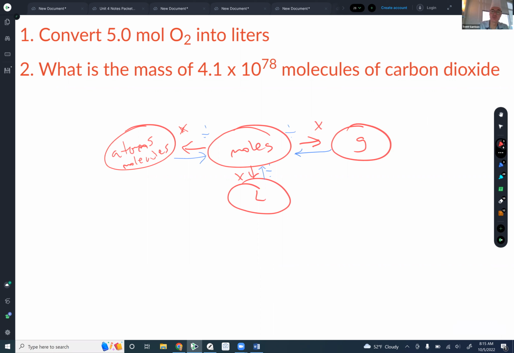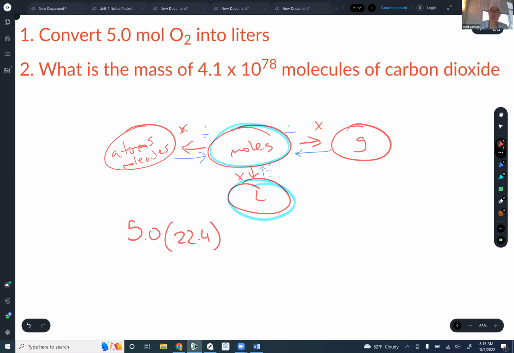So we are starting with moles. So we're starting in the middle. And we are moving down to liters. That means we are going to multiply. So I'm going to take 5.0 times the conversion for liters, which is 22.4. The conversion for grams is on the periodic table. The conversion for atoms is Avogadro's number.